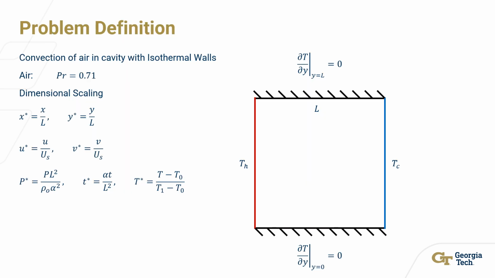So the basic problem we're going to use to validate the solver is that of air convecting in a cavity with isothermal walls. The right wall is at T cold and the left wall is at T hot, and the top and bottom are insulated. We're going to use some dimensional scaling in order to get a nice governing equation that we can work with, with as few parameters as possible.